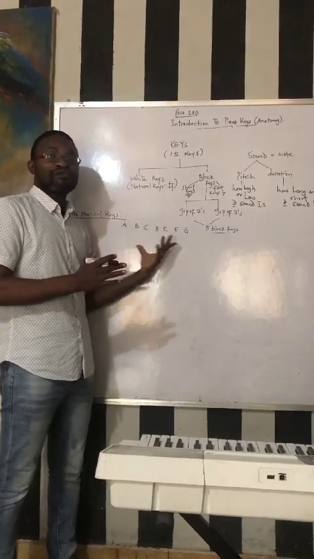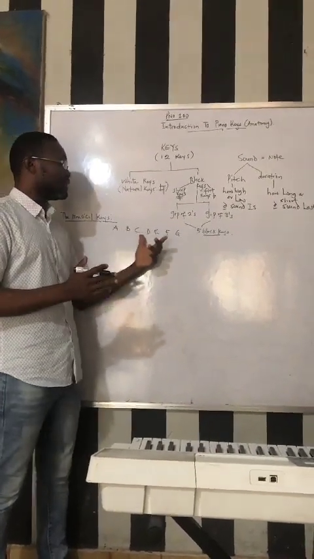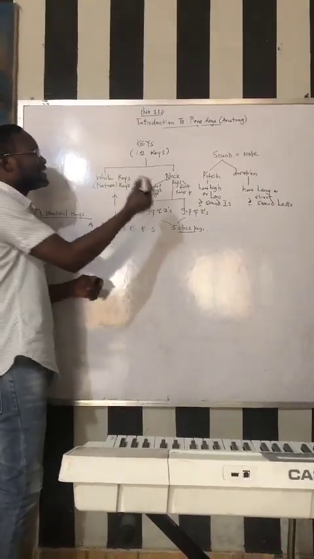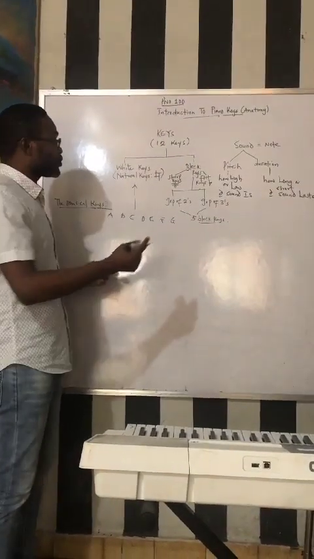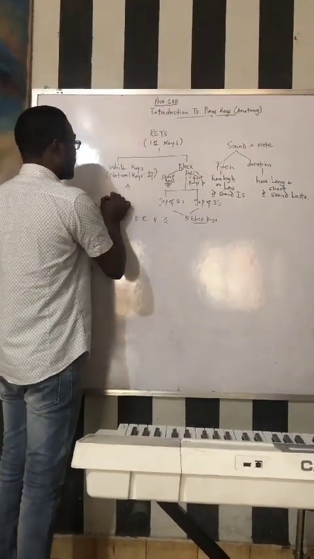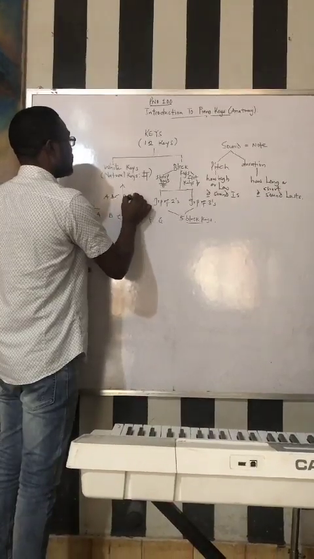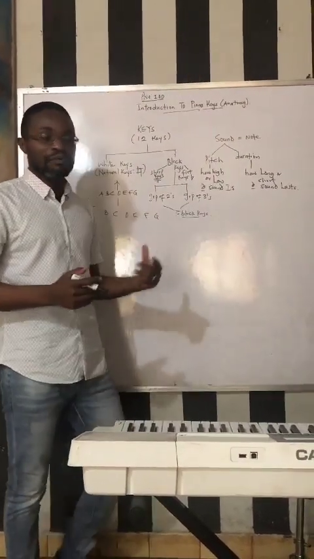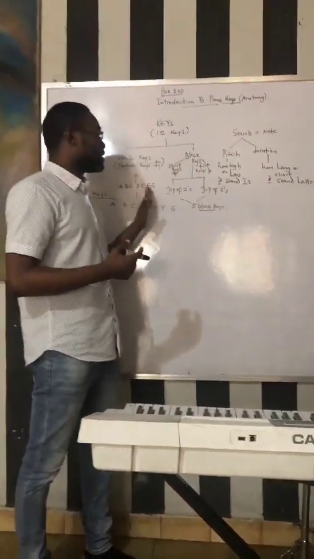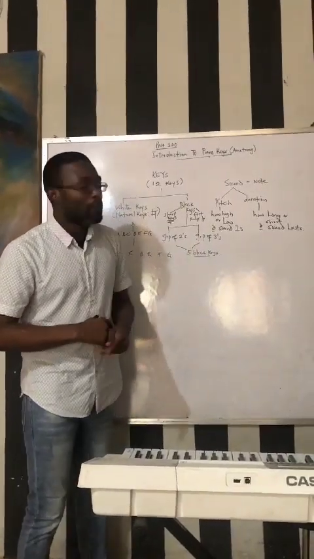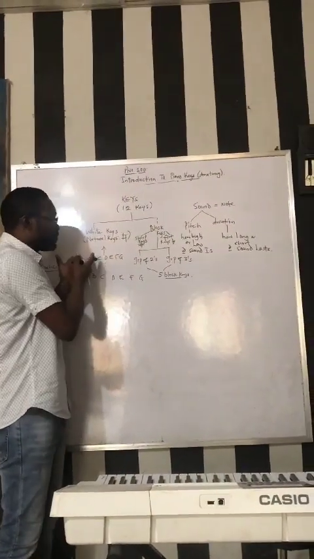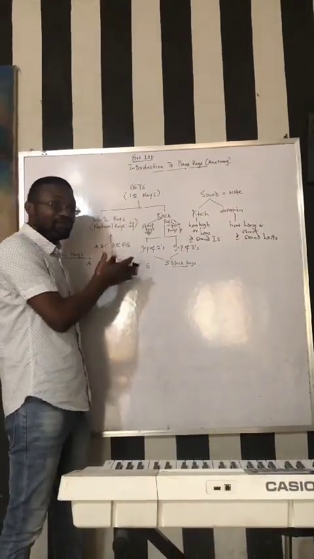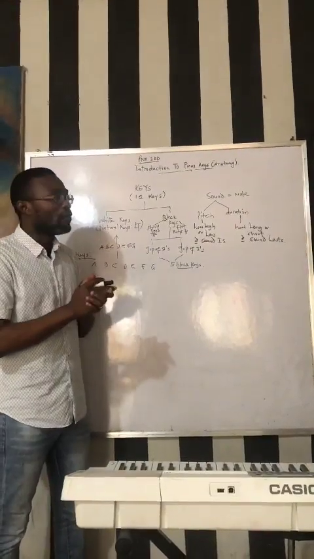Now, this default form of the names A, B, C, D, E, F, G are also what we would refer to here as the natural key names. So the natural keys, therefore, are keys A, B, C, D, E, F, and G. These are the natural keys. And if we look at the keyboard, we are going to realize that A, B, C, D, E, F, G are all white keys. Now, but an important question is, how do we identify A, B, C, D, E, F, and G on the keyboard? How do we say or know that this is key C and this is key G and all of that?